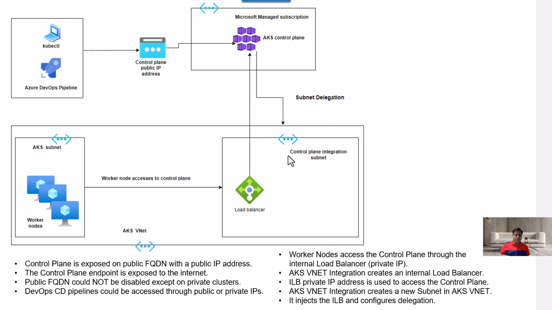Worker nodes access it with the internal load balancer. This is the internal load balancer. This is how it connects and creates direct access, so that your traffic remains inside, or it is exposed to kubectl or DevOps services through the public endpoint. So this is how this is secure.